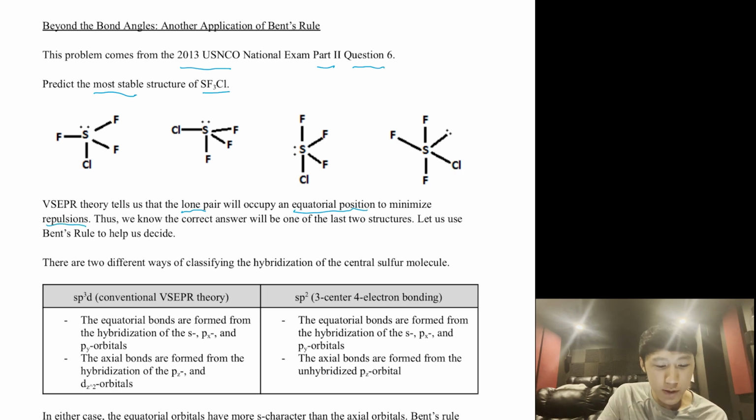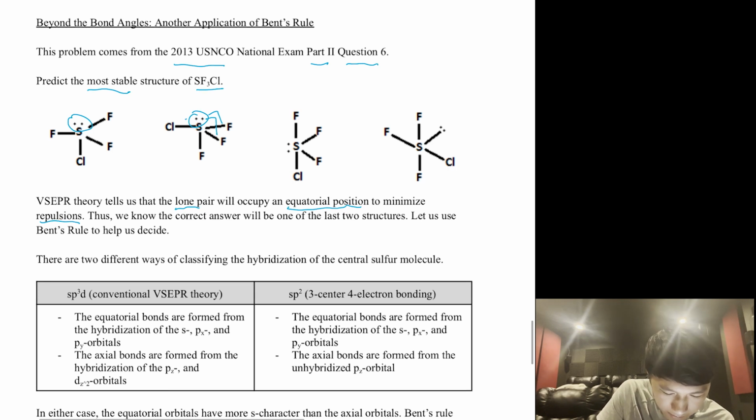We know this because if it's in an axial position, like here, here or here, it's going to have a 90-degree bond angle to the fluorines. It's not technically a bond angle, but you know what I mean. It's going to have a 90-degree bond angle to 3 different substituents.